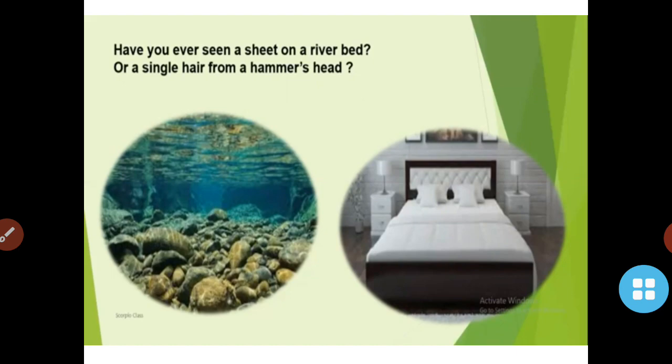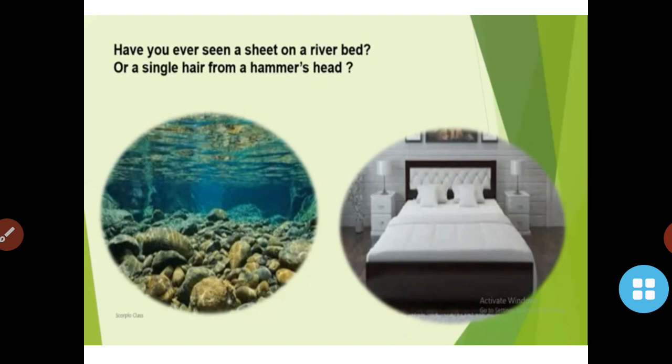So the first two lines are, have you ever seen a sheet on a riverbed, or a single hair from a hammer's head? Now what does it mean? What is the writer going to say in these two lines? It is also given a question mark, means he is asking us, have you ever seen? Have you ever seen means he is asking us to imagine, if you have ever seen these things in your life.